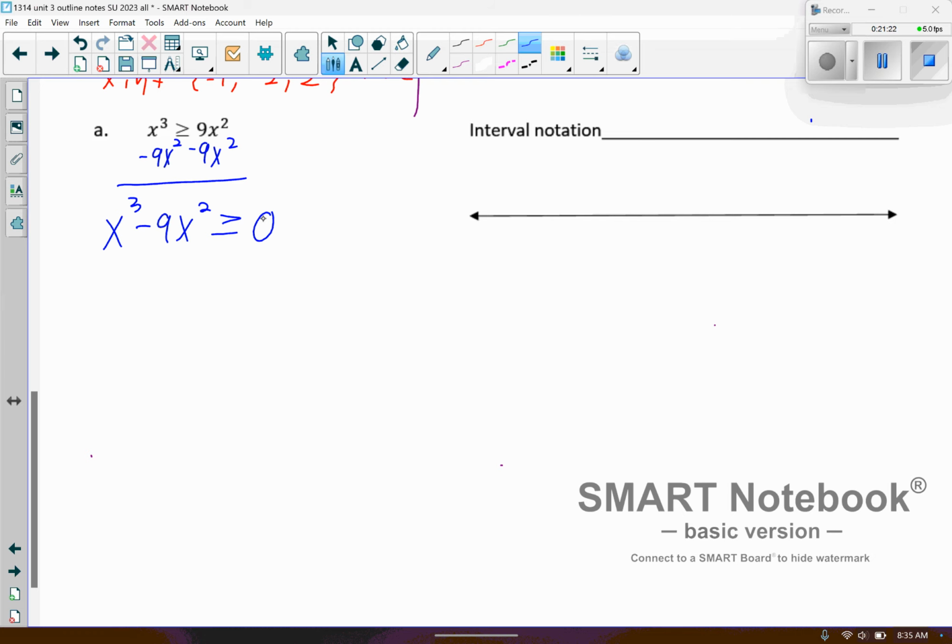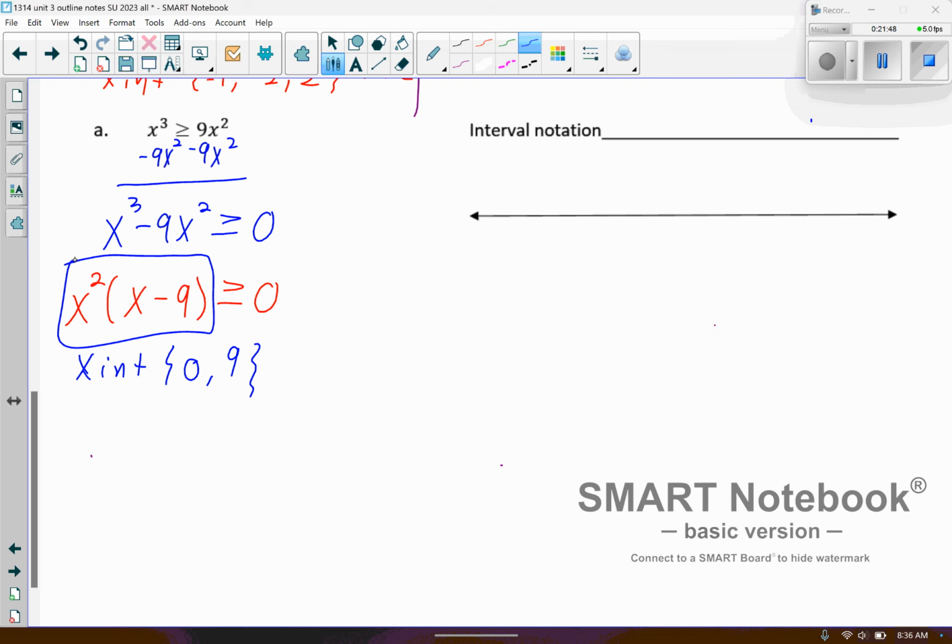All right, so what can I factor here? Well, I believe I can pull out an x squared, and that will leave me with x minus 9 is greater than or equal to 0. And so I have two solutions, two x-intercepts, at 0 and at positive 9. Those are the two values that would make the expression on the left 0, and both of those will come back as true.